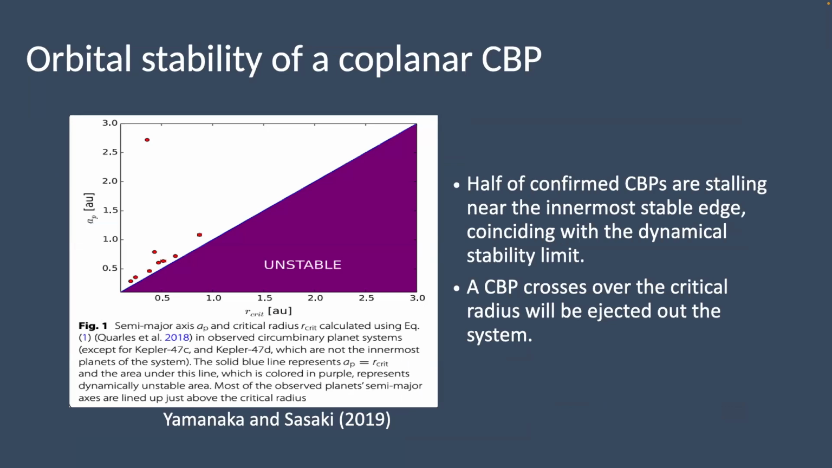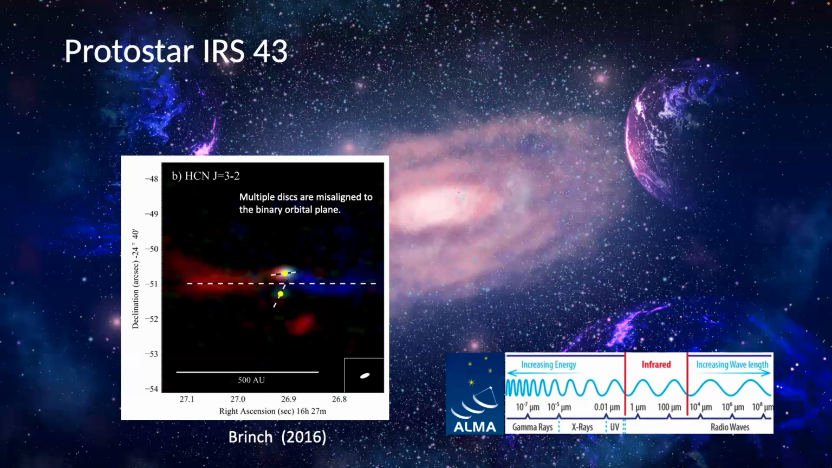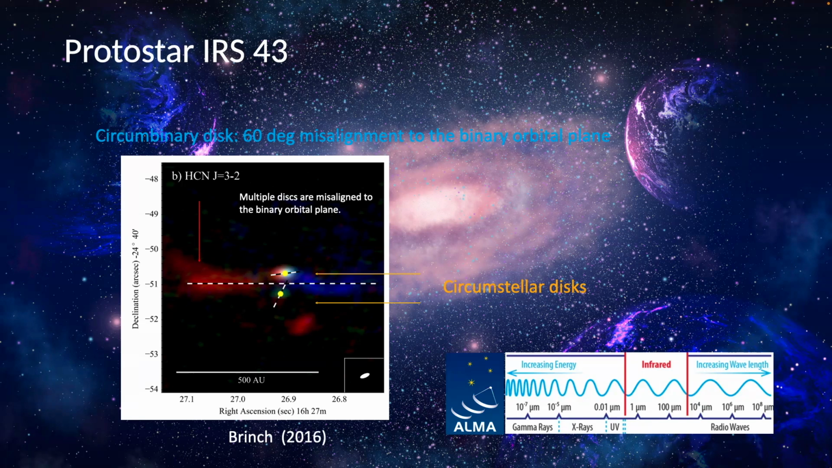From the observations, you see that half of the known circumbinary planets are very close to the innermost stability limit. A planet that crosses the critical radius will be ejected from the system. But this is just for the coplanar case. In Jeremy's talk, we learned that circumbinary disks can be very misaligned, for example, like this one, IRS 43, which is 16 degrees.